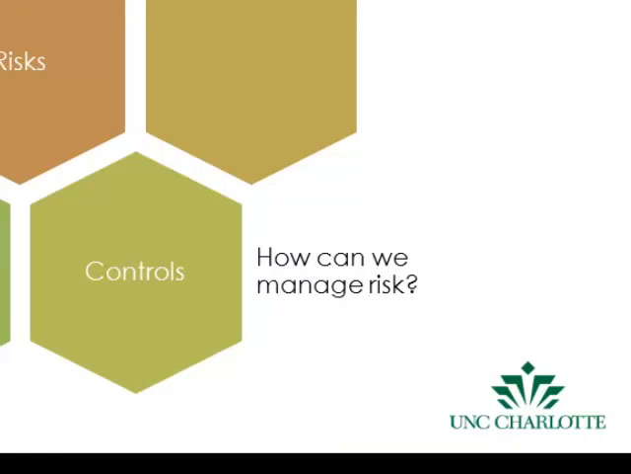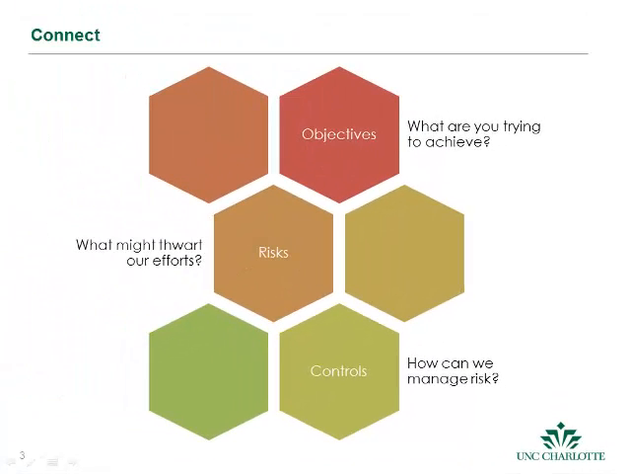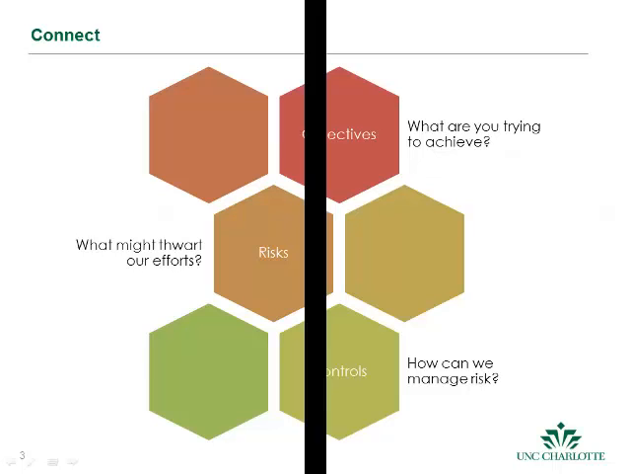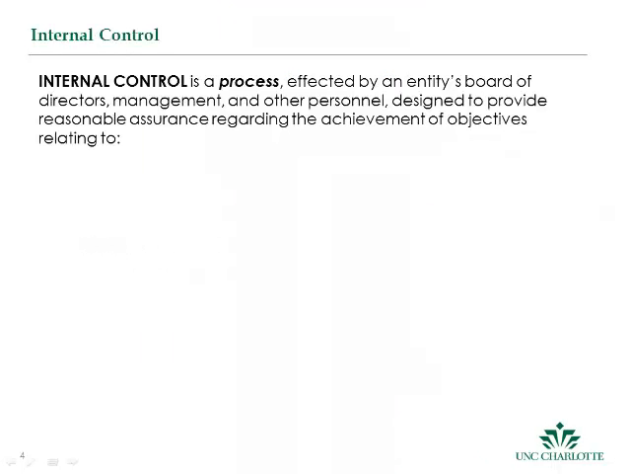For example, an objective at UNC Charlotte might be to increase efficient use of resources. A risk to achieving that goal might be the theft of university assets. So an internal control to put in place to mitigate that risk is keycard access to buildings, where access is only given to authorized employees. Remember, without a risk, there is no need for an internal control. Now we move on to a more formal definition of internal control.